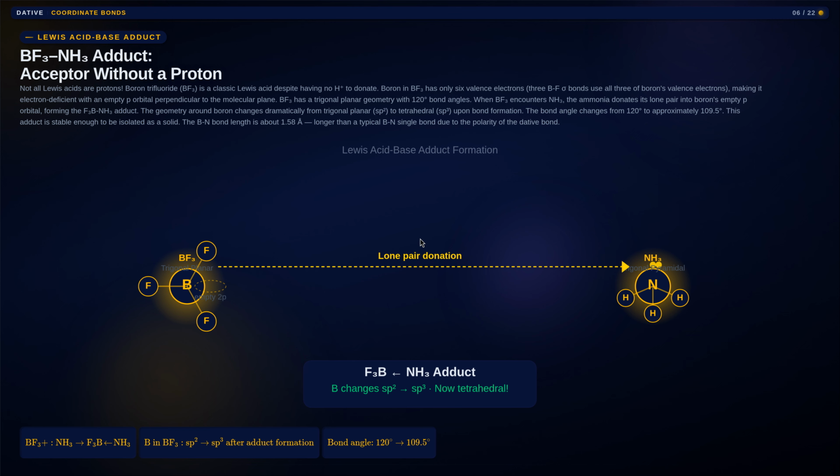Boron trifluoride is a Lewis acid without a proton. Boron has only 6 valence electrons with an empty p orbital. BF3 is trigonal planar with 120-degree angles. When NH3 donates its lone pair, the adduct F3B-NH3 forms. Boron changes to tetrahedral sp3 with 109.5-degree angles. The B-N bond is 1.58 angstroms.